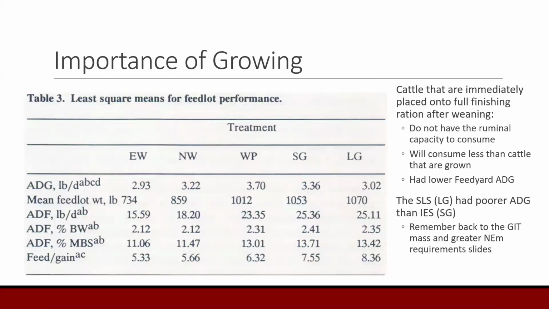All right. Here is average daily gain. These guys had the worst performance. These guys were higher, the wheat pasture guys. These guys were, I guess, lower than that. Okay. This is their average feedlot body weight. This is their feed intake.